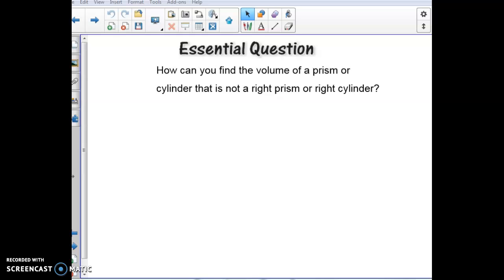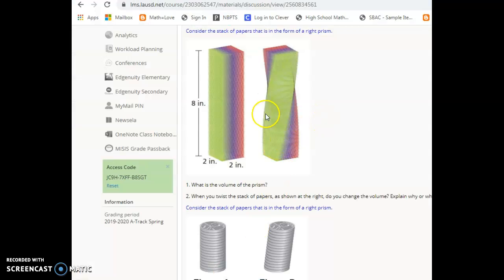In this lesson, we will learn how to find the volume of prisms and cylinders, and later on we're going to extend what we learned to pyramids and other three-dimensional shapes. So if we look at volume in terms of this stack of papers here, we can come up with a better or faster way to memorize the formula for volume.